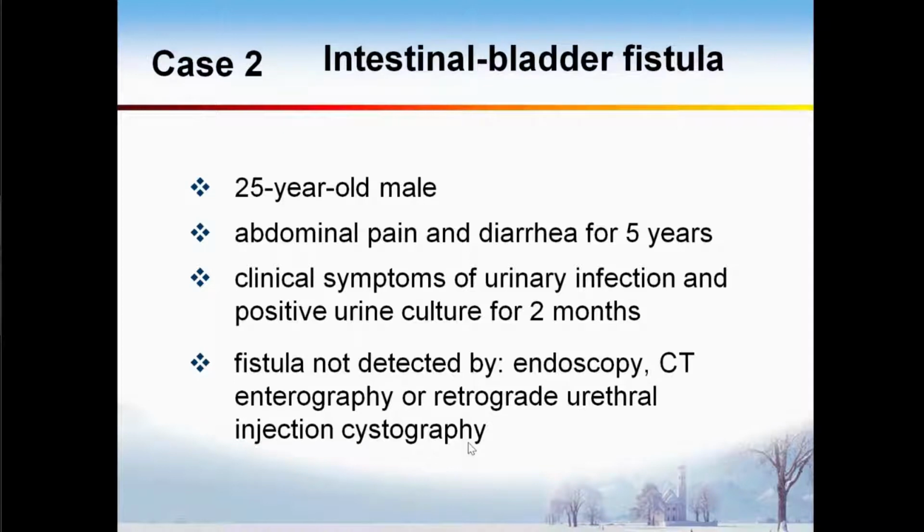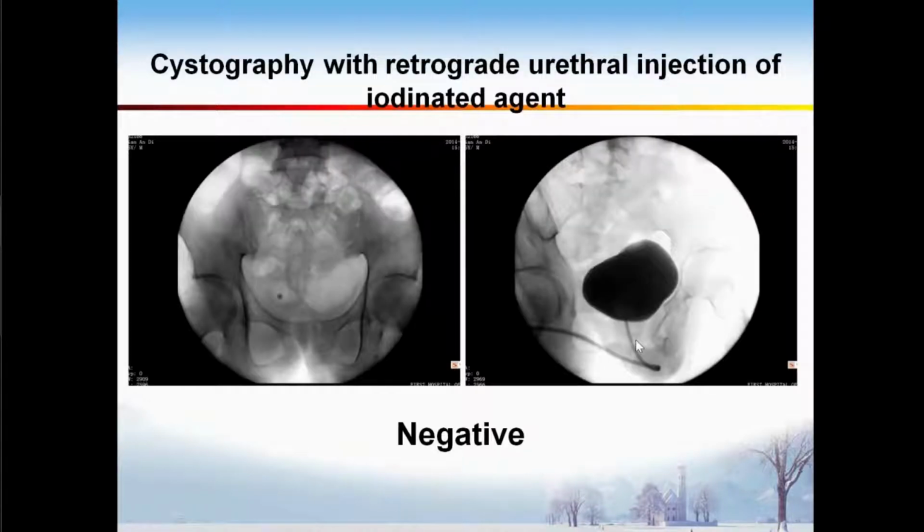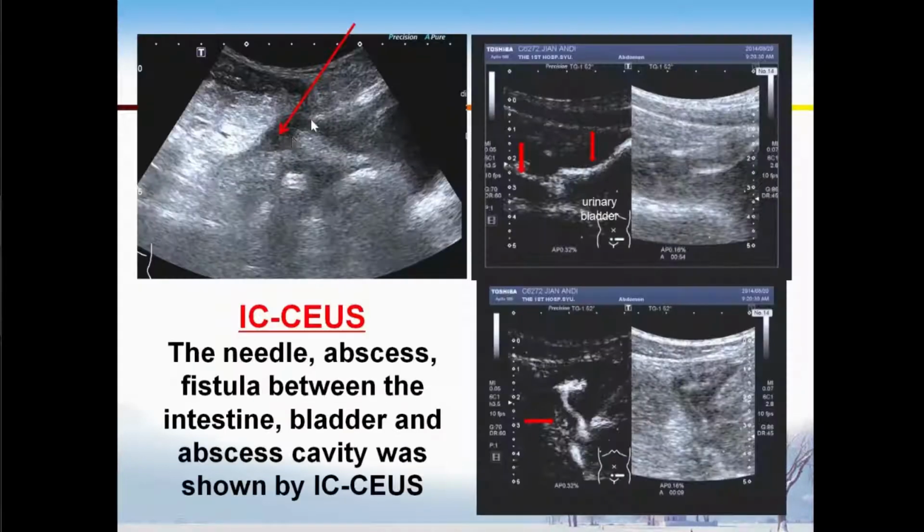So here is the MR scan and CT scan, and here is the cystography. It's negative. Here's the blood. When we injected the contrast agent into the abscess, we could see the fistula and the bubble line over the urine in the blood. And here is the fistula. It's very clear.